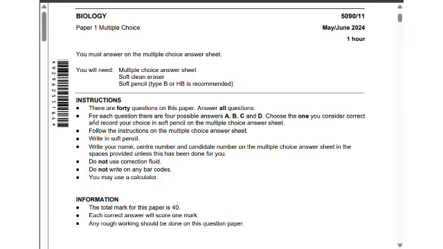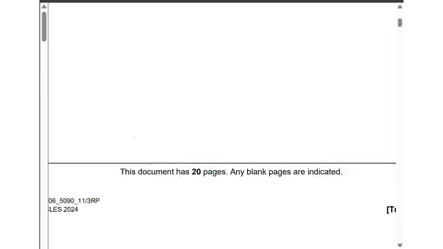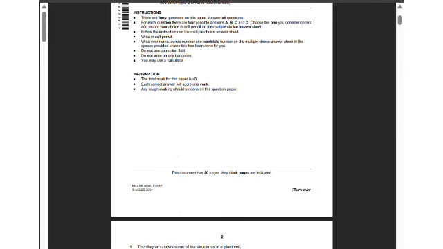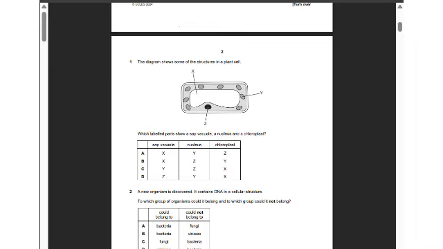Hello everyone, today we will be solving the Biology Paper 1 multiple choice. It is the May-June 2024 paper and we will be solving the first 10 questions. Let's move on to question number 1.